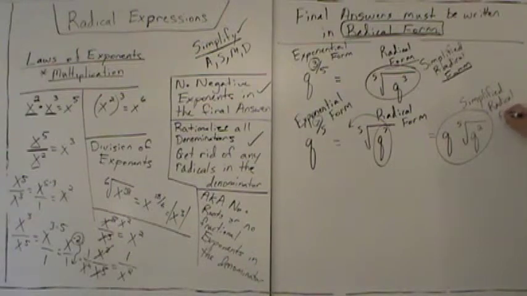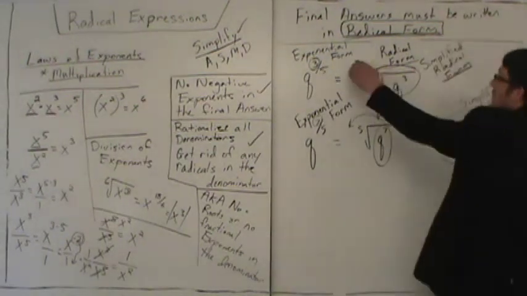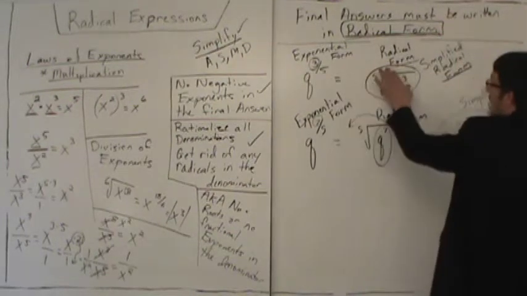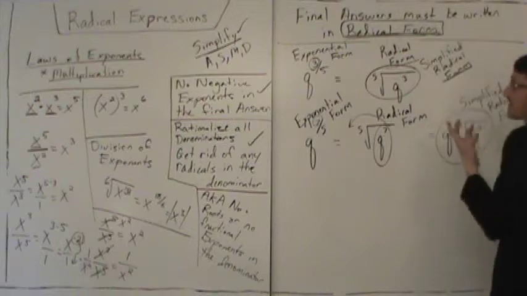And you are accountable for all 3 forms on your SOL: radical form, simplified radical form, and exponential form. However, on the first problem, exponential form converted to radical form, since no groups could come out, the radical form is the same as the simplified radical form.